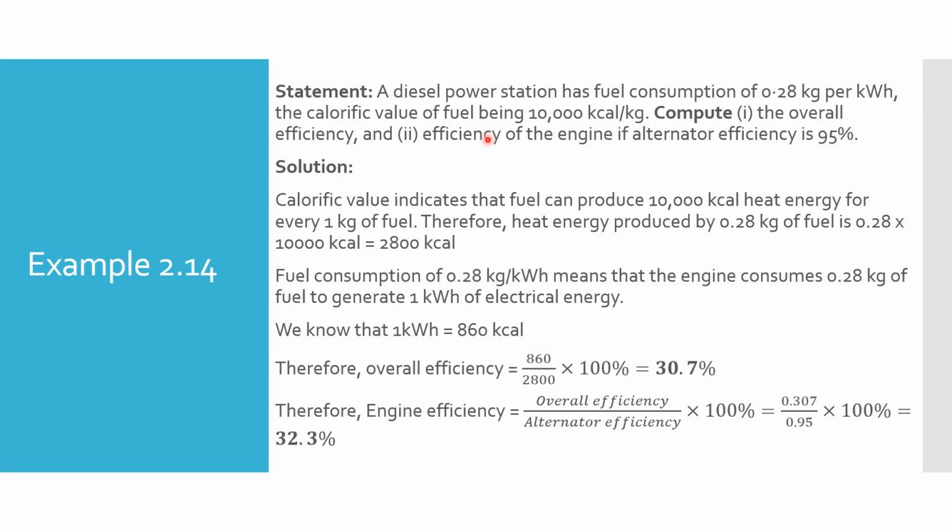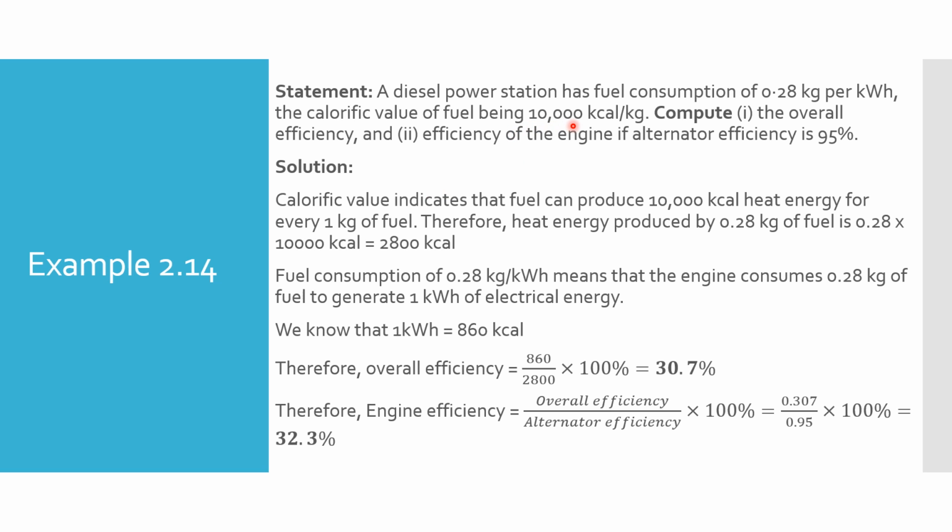Let us look at an example of a diesel electric power station. This power station has a fuel consumption of 0.28 kilograms per kilowatt hour. So this means that for every 1 kilowatt hour of energy generated, this plant consumes 0.28 kg of diesel fuel. The calorific value of diesel is 10,000 kilocalories per kg. You need to compute the overall efficiency and the efficiency of the engine if the alternator efficiency is 95%. So let us look at the solution to this problem.